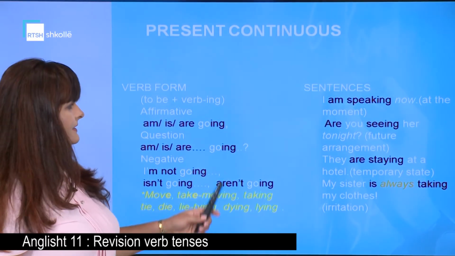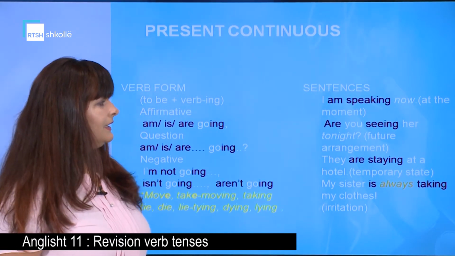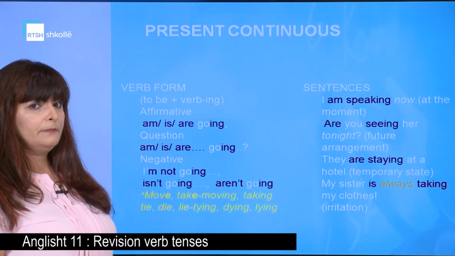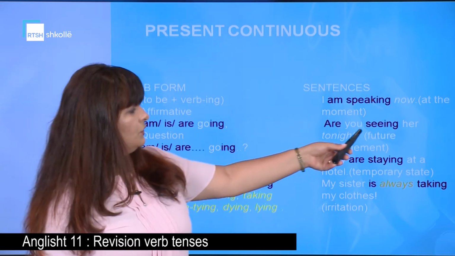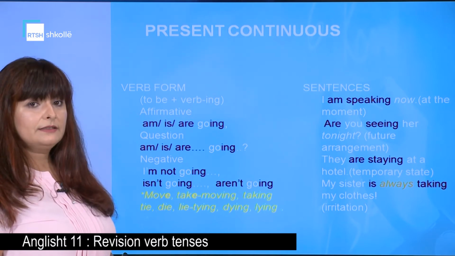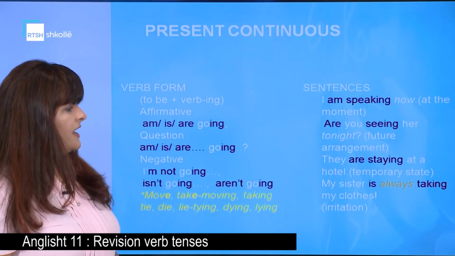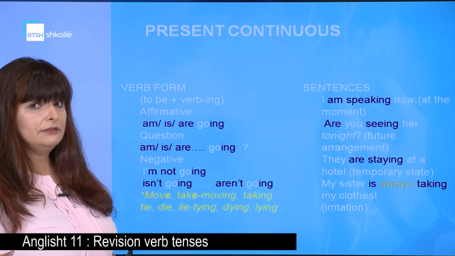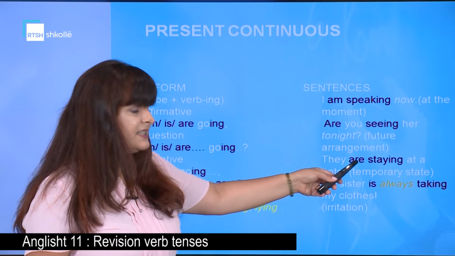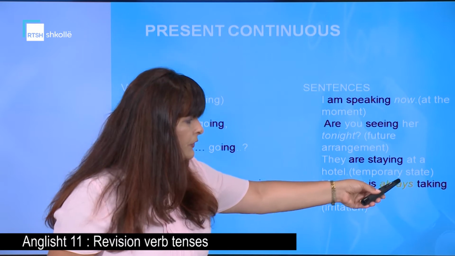Let's take some sentences. I am speaking now. What does am speaking express in this sentence? It's an action at the moment of speaking. Another sentence is, are you seeing her tonight? What does that express? It expresses a future arrangement. They are staying at a hotel. What does that express? It's not a permanent state as we mentioned in present simple, but it shows a temporary state.